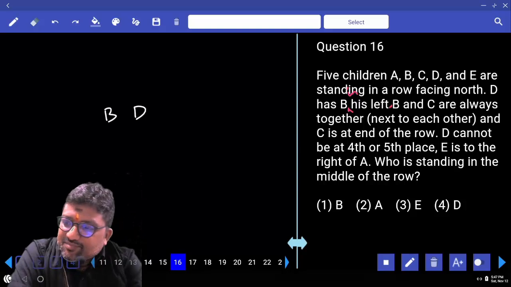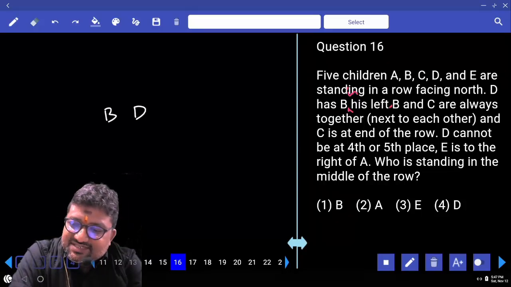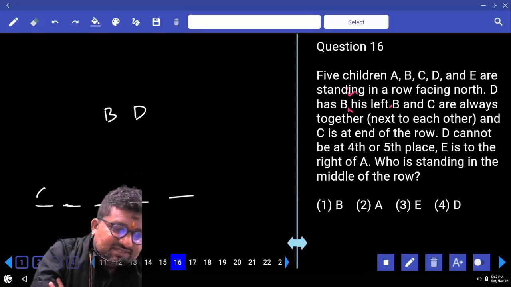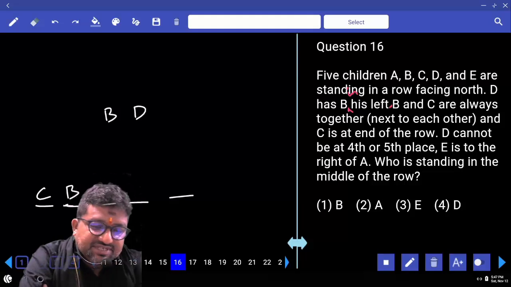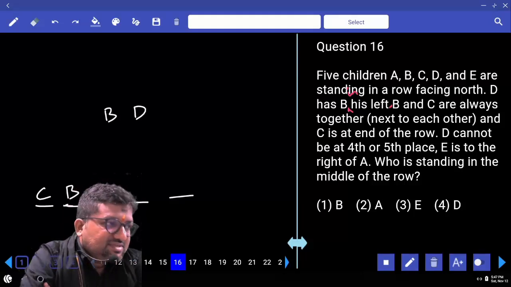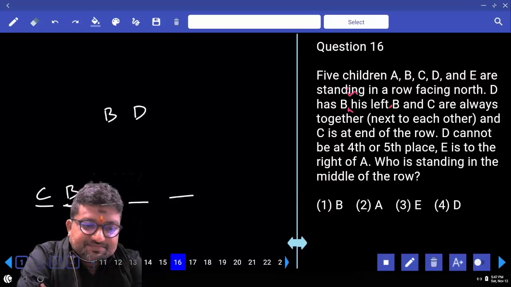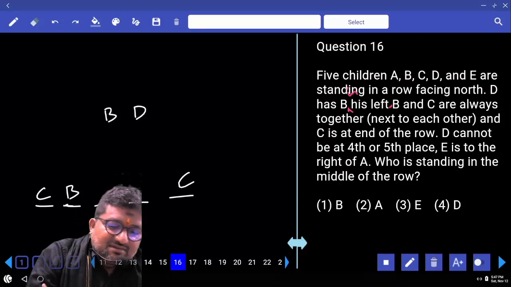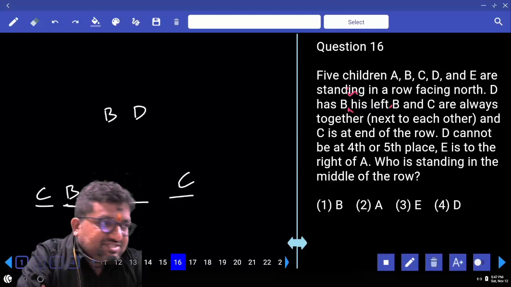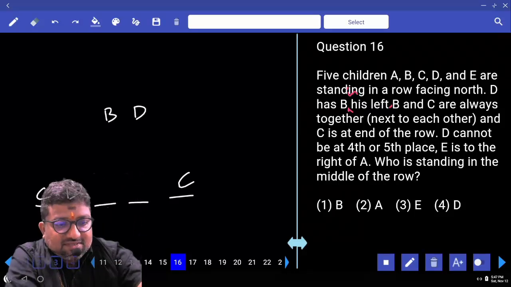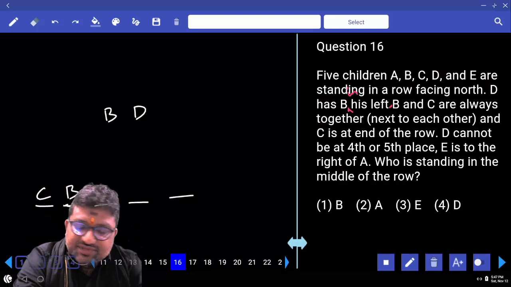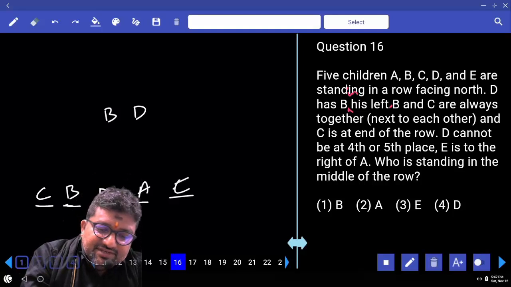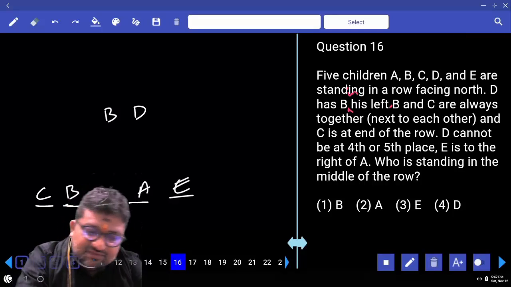Next. B and C are always together, next to each other, and C is at one of the ends of the row. 1, 2, 3, 4, 5. So this has to be C and this should be B, because C is at one of the ends of the row. Is this clear? Next, if you put C here, you can't get B and C adjacent to each other. D cannot be at the 4th and 5th places. So this is D. E is to the right of A. Right of A is E. Who is standing in the middle of the row?